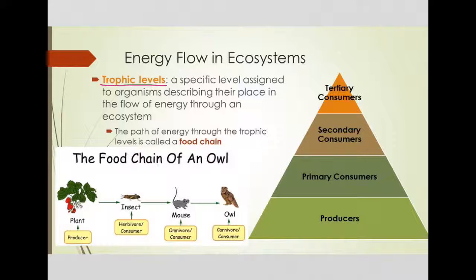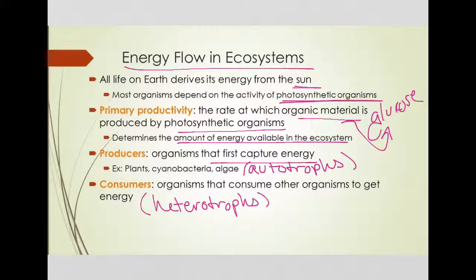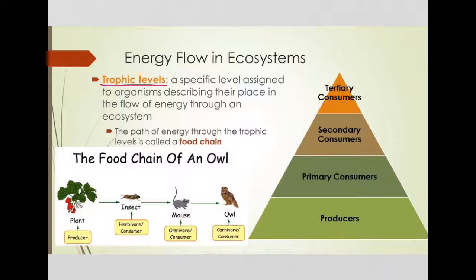Trophic levels. And again, thinking about that troph from autotroph and heterotroph sort of reminds us of how you get your food. And so trophic levels can be thought of as basically where you are in a food chain. Trophic levels are a specific level assigned to an organism describing their place in the flow of energy through an ecosystem. The path that this energy flows through is called a food chain.